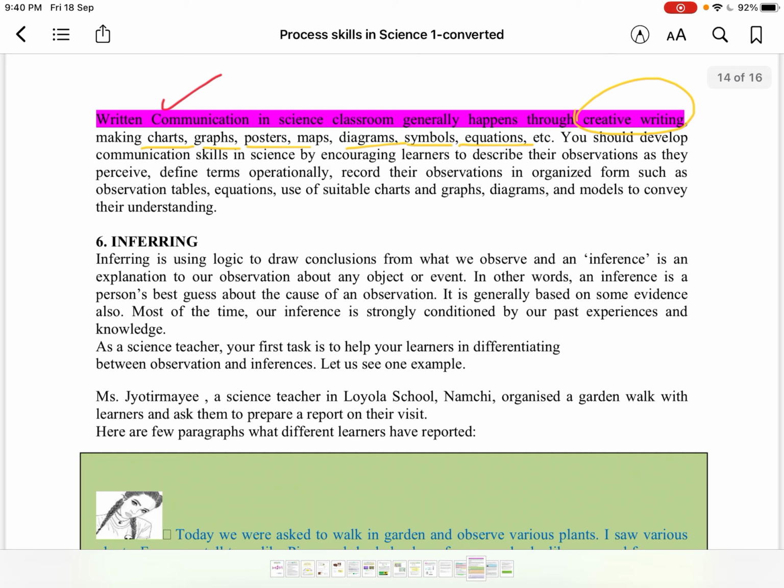When you observe certain phenomenon, certain activities or certain events for a prolonged duration, after that time you come to the conclusions, and for that conclusion you have certain reasons. So that process is called inferring. In other words, an inference is a person's best guess about the cause of an observation. It is generally based on some evidence also, and most of the time our inference is strongly conditioned by our past experiences and knowledge.